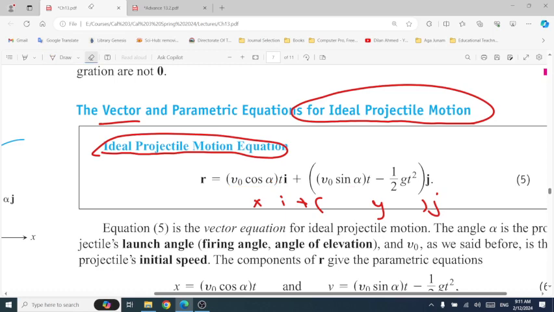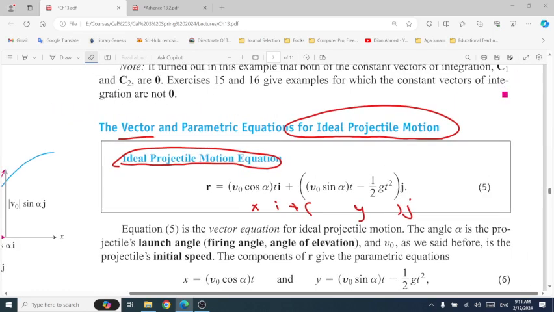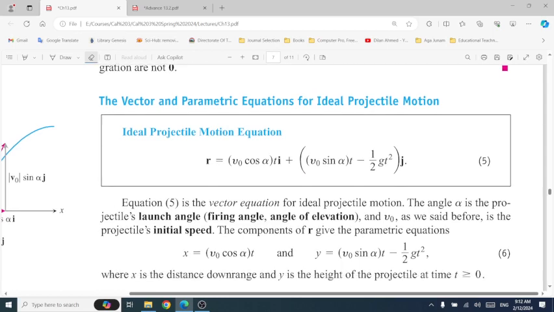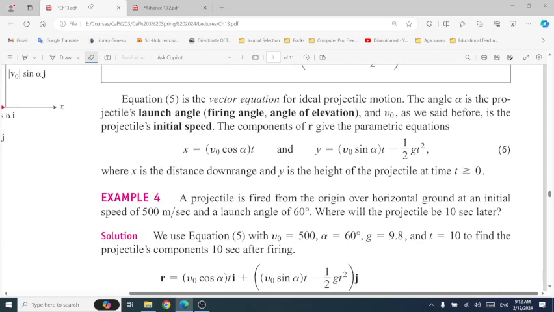How about Y? Y is equal to V naught sine alpha t minus 1 over 2 gravity t square. And you know what gravity is, of course, you passed general physics 2. This is the rule. Please try to use it to memorize it, not just by memorizing, by using and practicing. So you need to solve 2 examples.